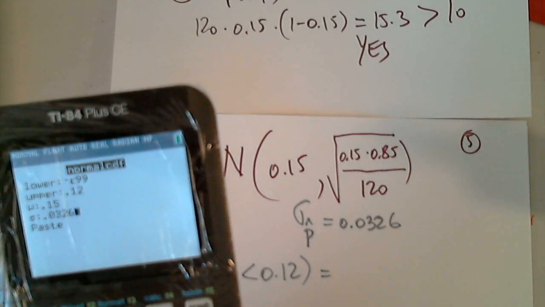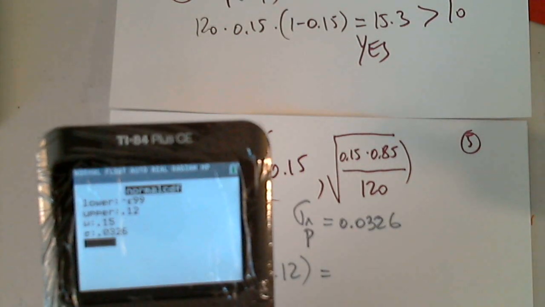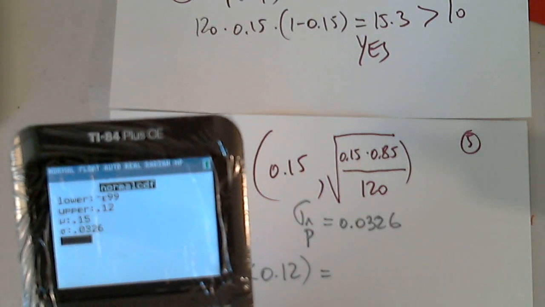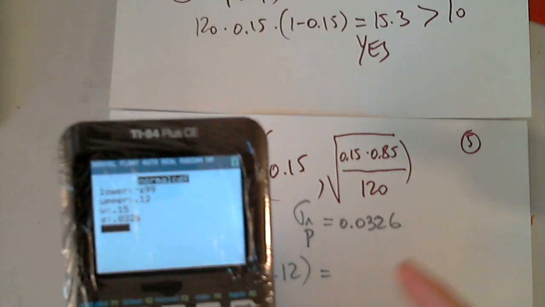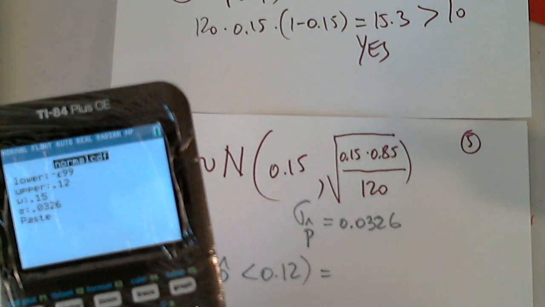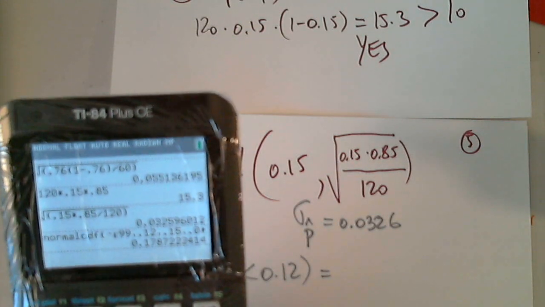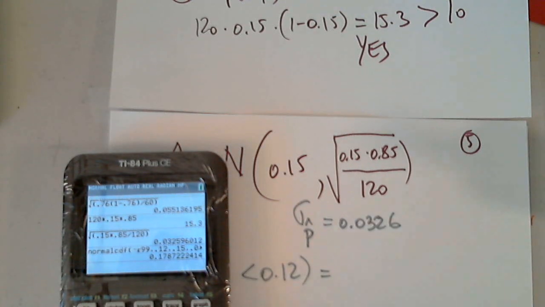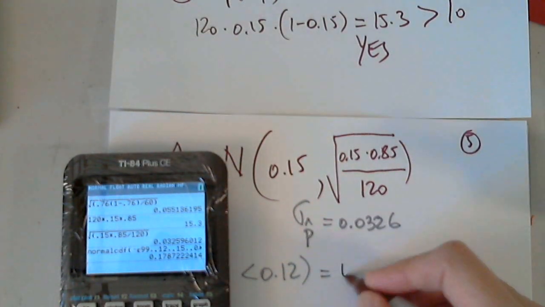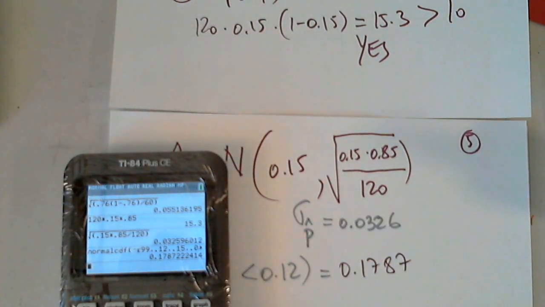0.0326. Although, if I enter it like this, it will be exact. But if I approximate it, I may have an approximation, not the best result. So I got 0.1787.